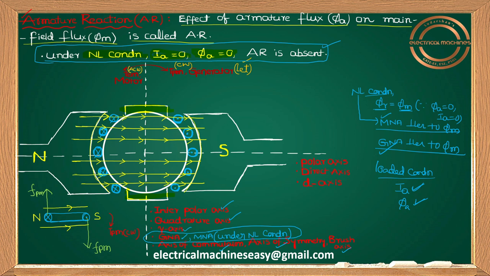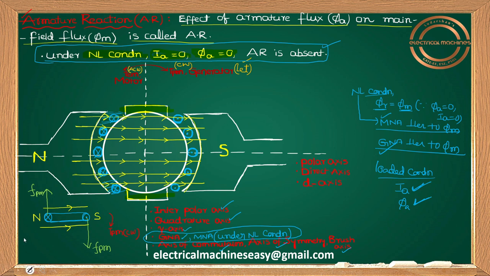That means flux waveform is uniformly distributed. For example, if you take north pole under this region, how much flux is there? Same flux will be there under this region also. Do you agree or not? The flux is uniformly distributed. Now, because Ia is not equal to 0, pi a is not equal to 0, whenever pi a comes into picture, let us see how flux waveform becomes non-uniformly distributed. All those we'll see clearly.